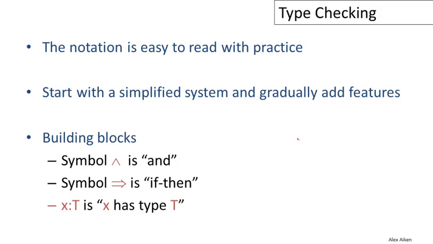Now, if you haven't seen this notation before, it will be unfamiliar, but actually it's quite easy to read with practice. And we'll start with a very simple system and gradually add features. So we'll use logical conjunction for the English word and, and implication for the combination of English words if and then. And now one special thing, the string x:t is read that x has type t. So this is a logical assertion saying that x has a particular type.